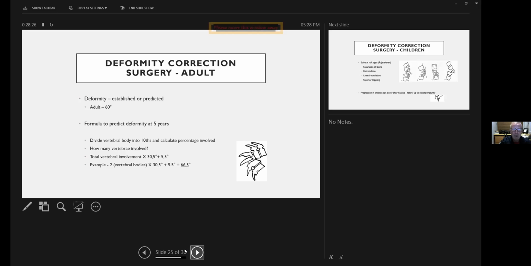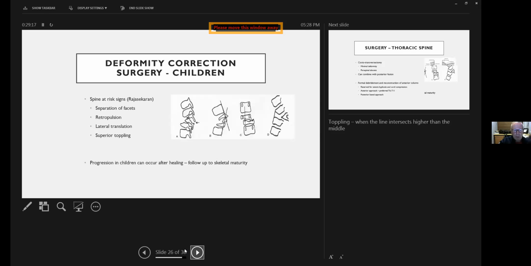So the formula to predict deformity at 5 years is what I've written down there. You divide the vertebral body into tenths, and then you work out how many tenths of each vertebral body is involved, and then of course how many vertebral bodies are involved. So you would get the total vertebral body involvement, and then you would multiply that by 30.5 degrees and add another 5.5 degrees. As my example, you can see that there's 2 complete bodies that have been destroyed there. So it's 2 times 30.5 plus 5.5, which comes to 66.5 degrees. So as a rule of thumb, if you've got 2 vertebral bodies that are completely involved, then you should really proceed to operate to correct this kyphosis.